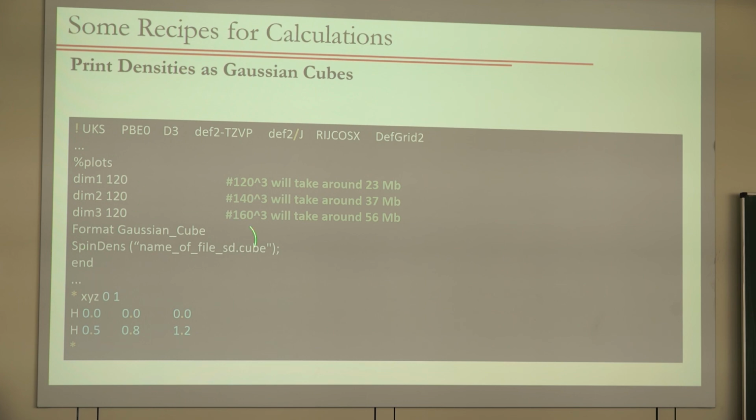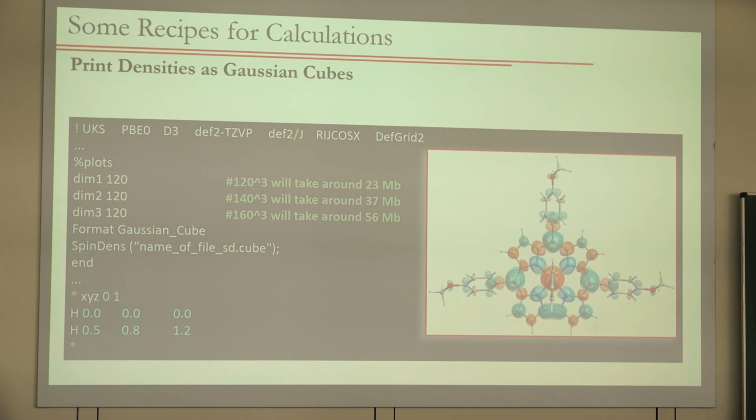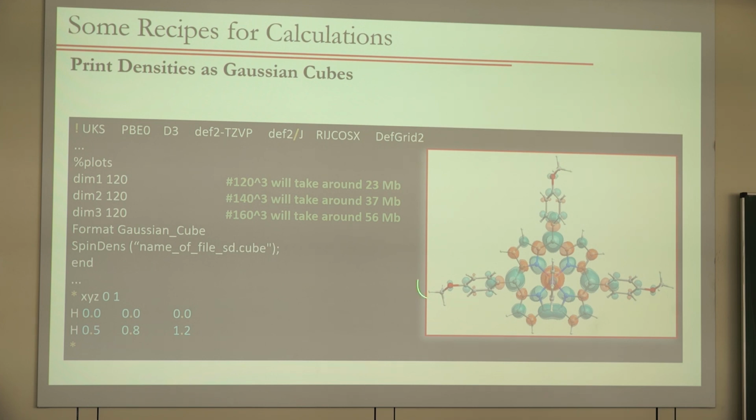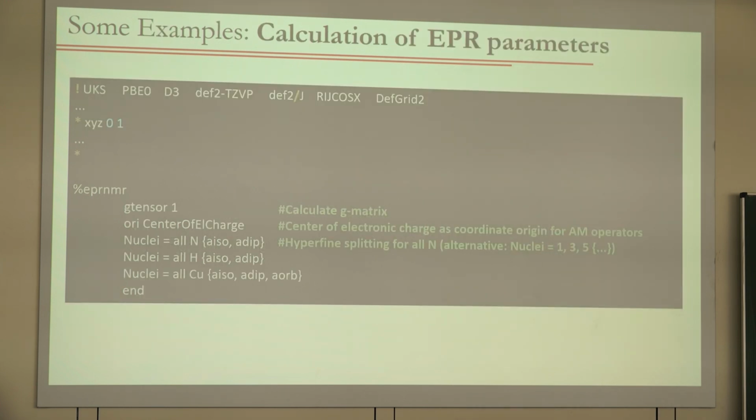This is for plotting spin densities, for example, the number of points in each dimension to get a better quality plot or not. Then this is an example of a spin density of a corrole, just to show what you can get from this type of calculation. Of course, this would be the coordinates of the corrole. Then you can calculate EPR with this.